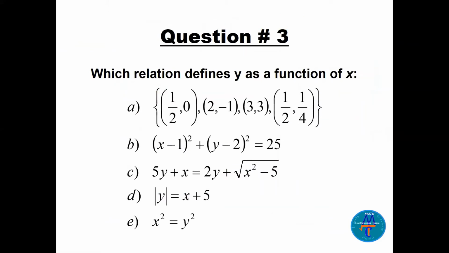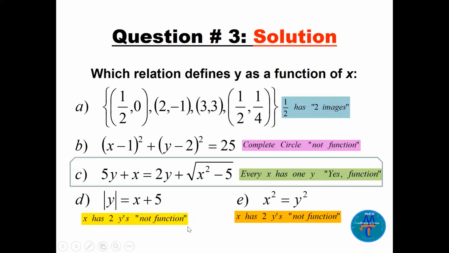Number 3 is easy and fast. Which relation defines y as a function? You know, for a function, every x in the domain should have exactly one y. So we see here x equals half: y is 0 and y is 1/4. So half is a number that has two images, not a function. This is a circle. This is absolute value on the y, so it's a v-like shape opening to the right or to the left. And this one, x squared plus y squared. Every x may have two y's. So the answer here clearly is C. Every x has only one y.